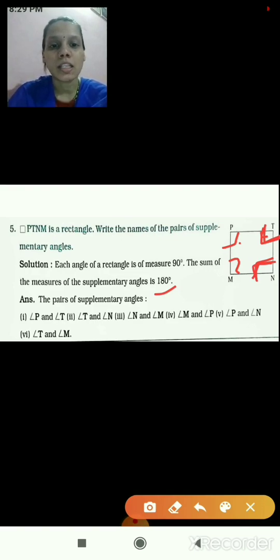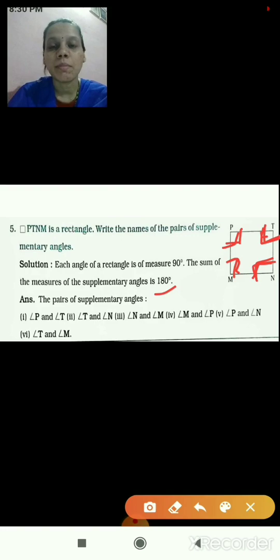And the next one, the fourth one, as you can see here, is angle M and angle P. This is angle M and this is angle P. What is the measure of angle M? 90 degrees. And what is the measure of angle P? 90 degrees. So measure of angle P plus measure of angle M is equal to 180 degrees. Means these two angles make a supplementary pair, because their sum is equal to 180 degrees. So this is the fourth pair, angle M and angle P.